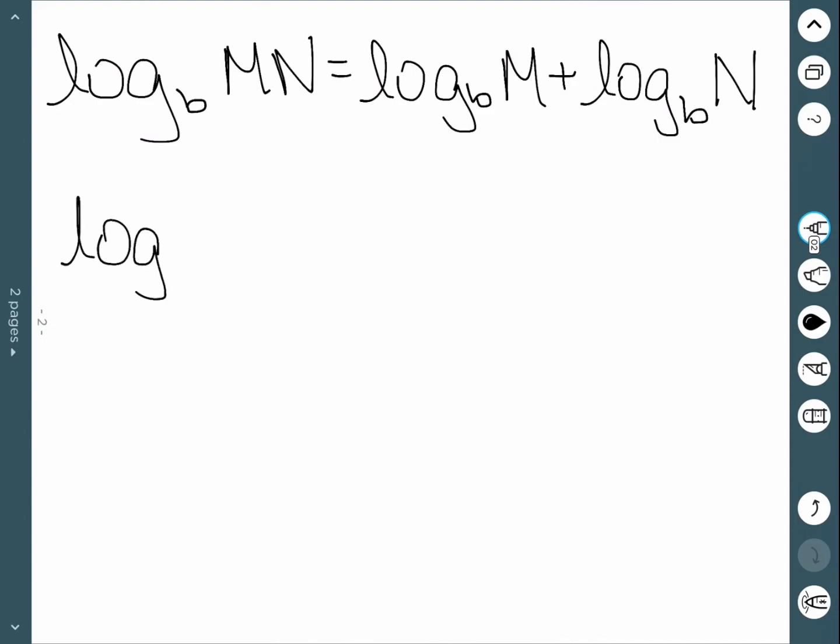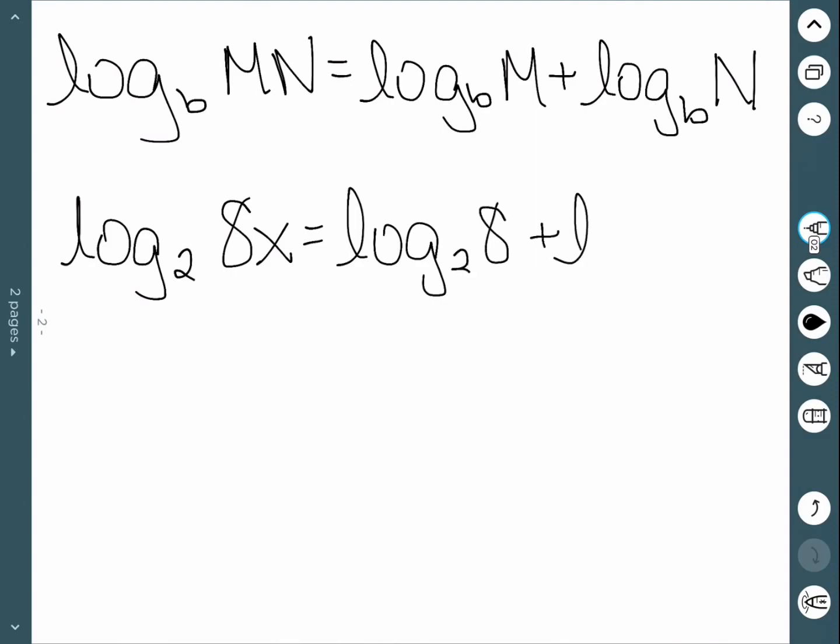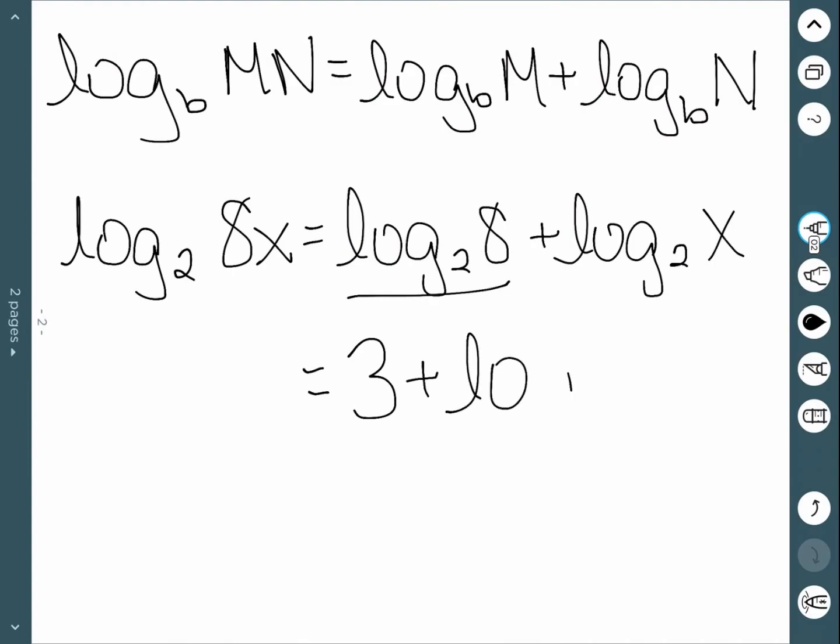For instance, log base 2 of 8x would be log base 2 of 8 plus log base 2 of x. And this can be very helpful because, for instance, this log base 2 of 8, what this is really saying is 2 to what power is 8? Well, we know that 2 to the third power is 8, so that's just 3. 3 plus log base 2 of x. So we were able to actually simplify it some.